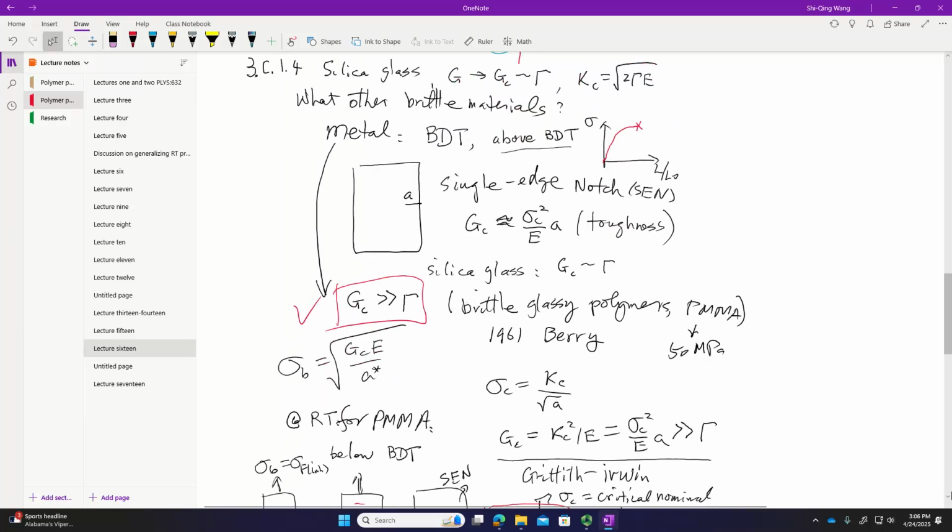So I certainly indicated to you that when this is true, it's no longer a very pretty picture, because what is then GC? It's not gamma now. Why do you need to release so much more energy, since you only need gamma to form a new surface? That's the question.